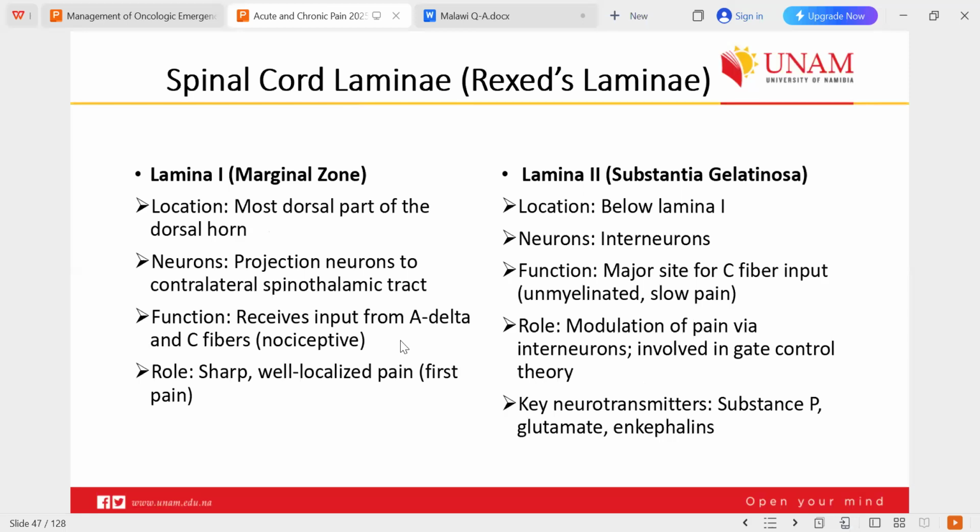Lamina 2, like I mentioned, is below lamina 1, also known as substantia gelatinosa. This contains a lot of interneurons. Okay, major site for C fiber input, and the modulation takes place here via the interneurons. And this is where your gate control theory also applies. The key neurotransmitters at this level are substance P, glutamate, and enkephalins.